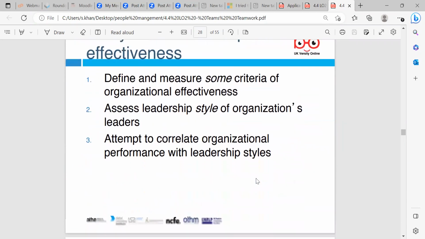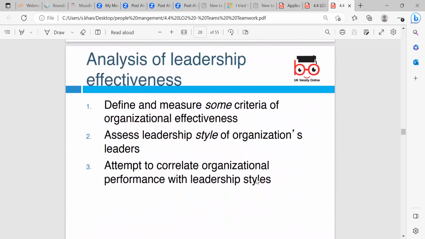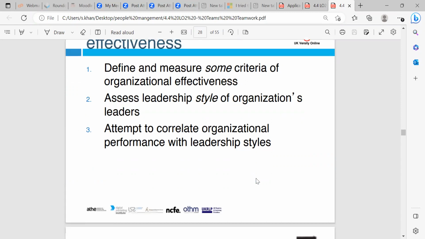Analysis of leadership effectiveness. So firstly, to define and measure some criteria of organizational effectiveness. Secondly, to assess the leadership style of organizations' leaders. And thirdly, to attempt to correlate organizational performance with leadership styles.